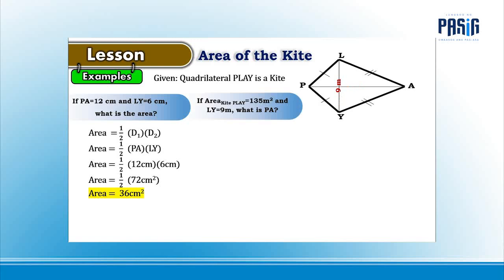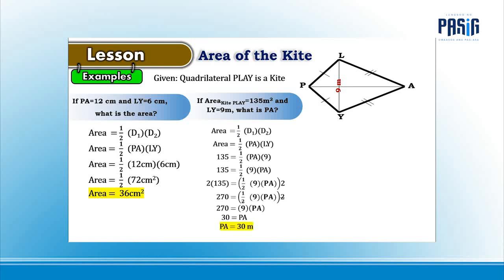Problem number 2. If the area of the kite is 135 meters square and LY is equal to 9 meters, what is the length of diagonal PA? Using area is equal to 1/2 multiplied to the product of diagonal 1 and diagonal 2, we can have 135 is equal to 1/2 multiplied to PA times 9. We can multiply both sides of the equation by 2. The result will be 270 is equal to 9 PA. Applying multiplication property of equality, we can have the final answer for the length of PA as 30 meters.